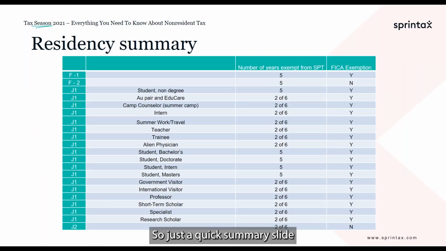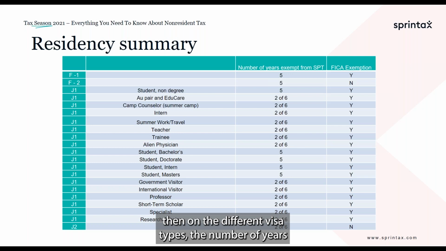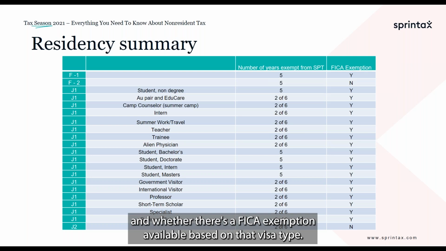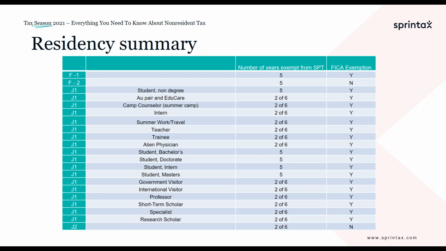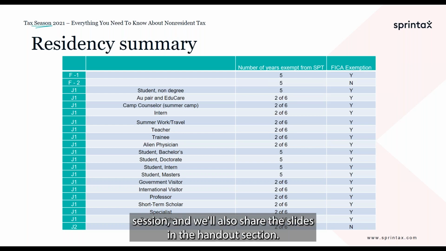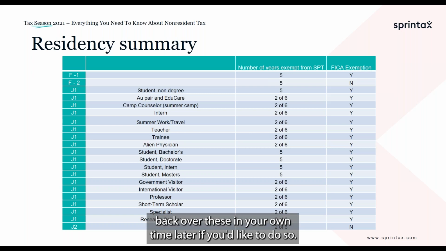So just a quick summary slide then on the different visa types, the number of years that each visa is exempt from the substantial presence test, and whether there's a FICA exemption available based on that visa type. Now we will share, as I said earlier, a recording of today's session, and we'll also share the slides in the handout section. So you will be able to have a look back over these in your own time later if you'd like to do so.